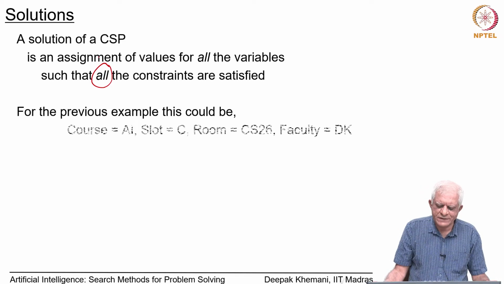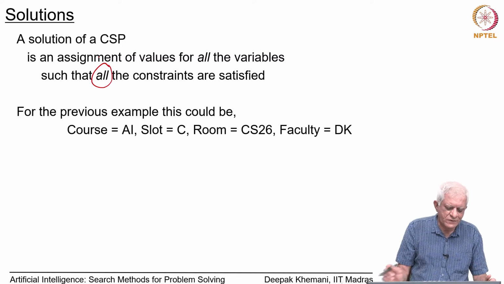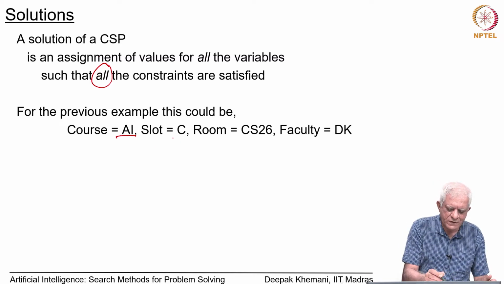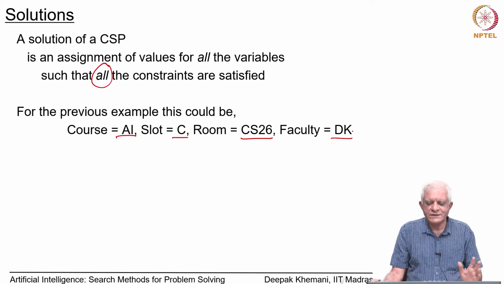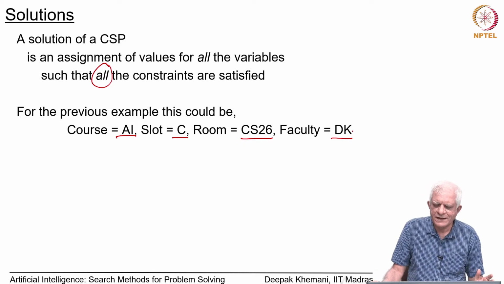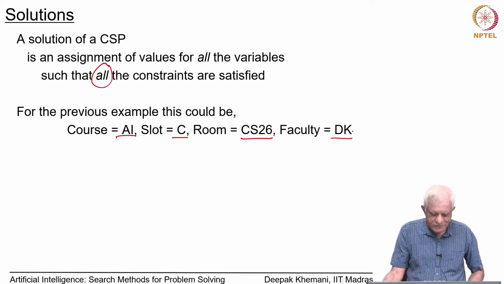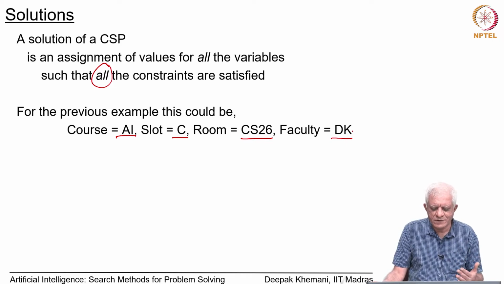So, in this small example that we saw, we could have these values: course gets the value AI, slot gets C, room gets 26, faculty DK. So, this is a solution, but notice that this solution only tells you about one course essentially. So, that is how we have posed the problem, the variables are courses, slots, rooms and faculty, and find us a solution. Maybe you can extend this to say find us all solutions, but then you have to worry about stating additional constraints.